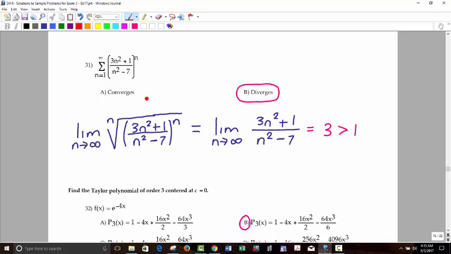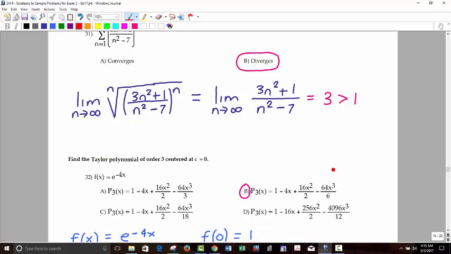All right, let's look at 31. Take the nth root of that, so it gets rid of the n. Take the limit of the inside, which will be 3n squared over n squared. You don't need to do L'Hopital's rule 2 times. You can just look at the fact they have matching powers, and it'll be 3 over 1, which makes it 3. 3 is greater than 1, so it diverges by the root test.